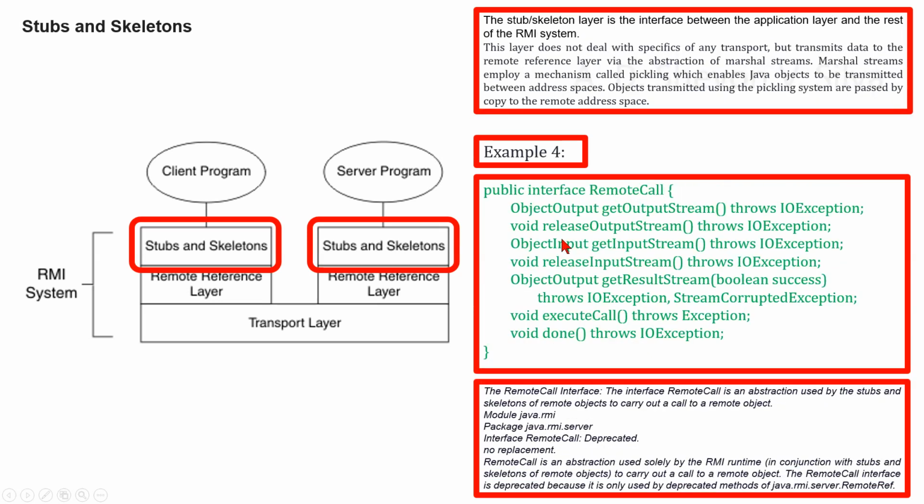Now we are considering the RemoteCall interface. The interface RemoteCall is an abstraction used by the stubs and skeletons of the remote objects to carry out a call to a remote object. The interface RemoteCall is deprecated, with no replacement. RemoteCall is an abstraction used solely by the RMI runtime in conjunction with the stubs and skeletons of the remote objects to carry out the call to a remote object. The RemoteCall interface is deprecated because it is only used by a deprecated method in java.rmi.server.RemoteRef.